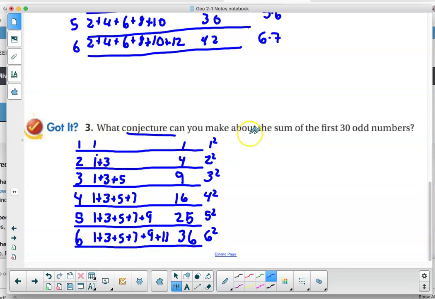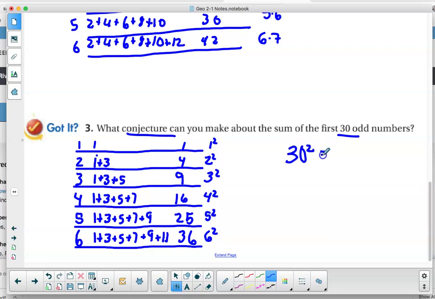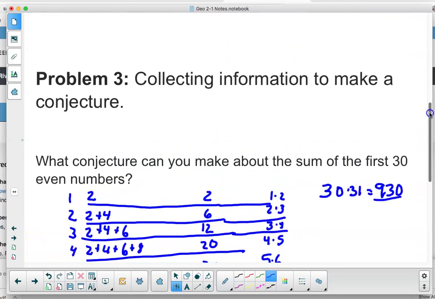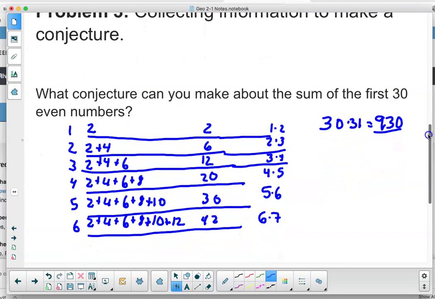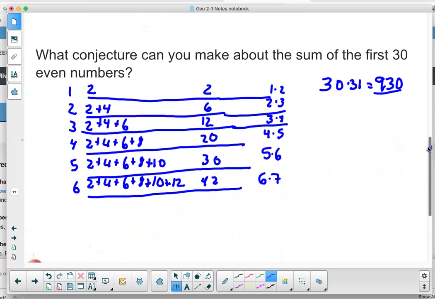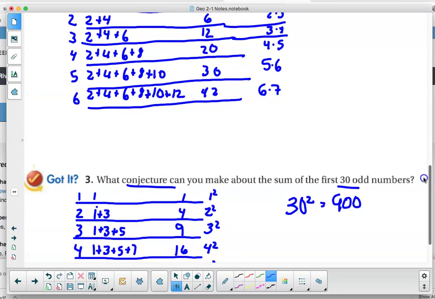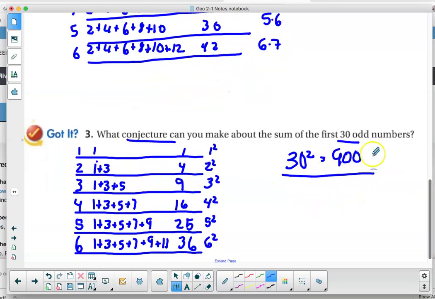I'm not going to do all of them, but I pretty much know that the first 30 odd numbers will sum to 30 squared, which equals 900. Okay, so that's how we do our conjecture work. We investigate information on a smaller number, and then we project our educated guess, our conjecture. Our educated guess is our conjecture on the answer, so we can know that the sum of the first 30 odd numbers is 900 in this case.